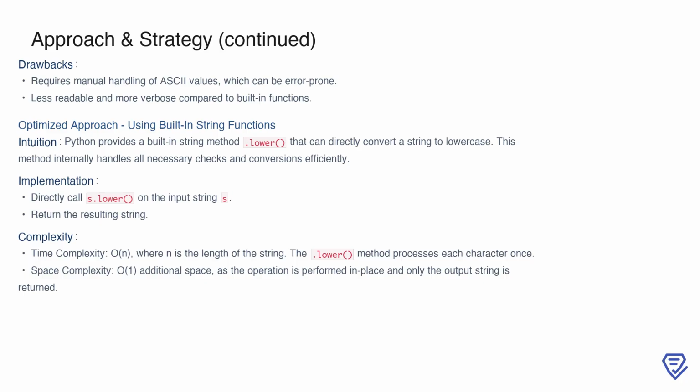Handling ASCII values manually can lead to errors, and the code is less readable and more verbose compared to other options. To address these issues, we can use Python's built-in .lower string method, which is much more efficient. This method directly converts the entire string to lowercase, internally performing all necessary checks and transformations. The implementation is as simple as calling s.lower() on the input string and returning the result. In terms of performance, this approach still has a time complexity of O(n), as each character is processed once, but it requires only O(1) additional space since the operation is performed in place. This makes it a more efficient and concise solution.